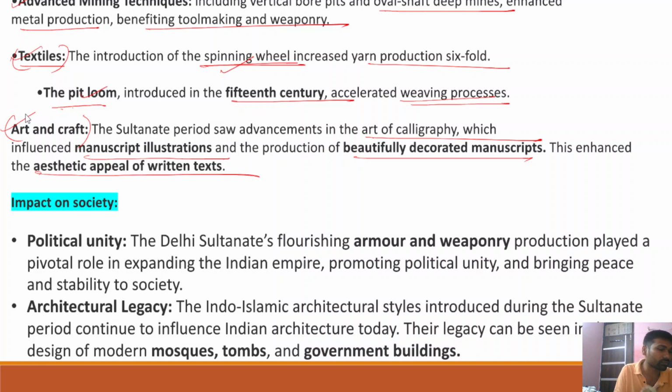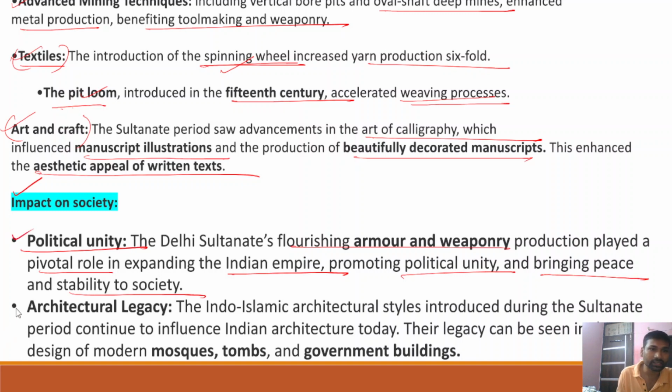Now we have addressed the first part of the question, and the second part of the question is the impact on Indian society. What impact does it have on Indian society? Firstly, it led to political unity. How? Because of advanced mining techniques, the extraction of raw materials led to flourishing armor and weaponry production. This played a pivotal role in expanding the Indian empire and promoting political unity, bringing peace and stability in society.